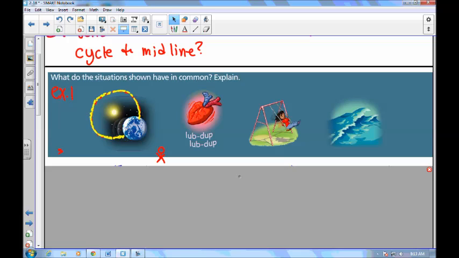I actually like the comment that you made that everything was affected by gravity. How are oceans affected by gravity?